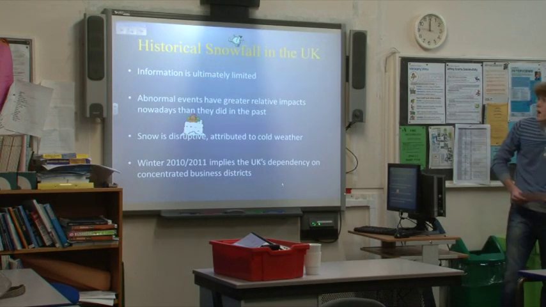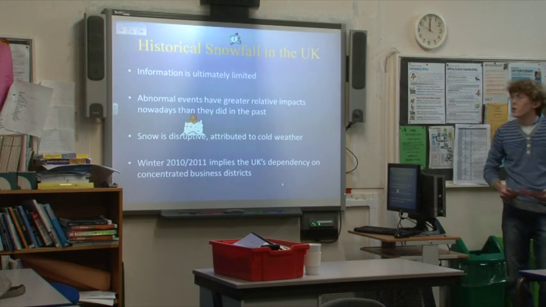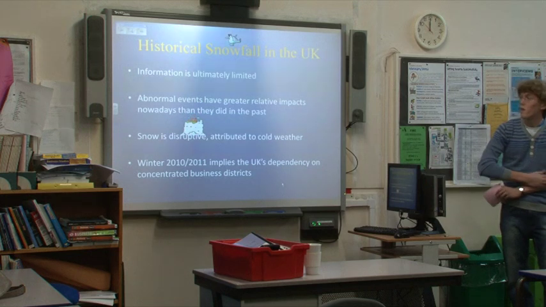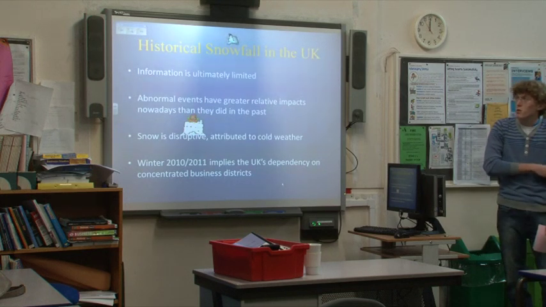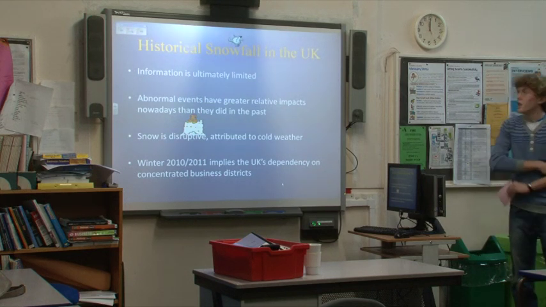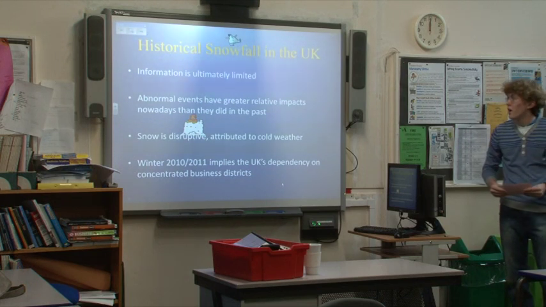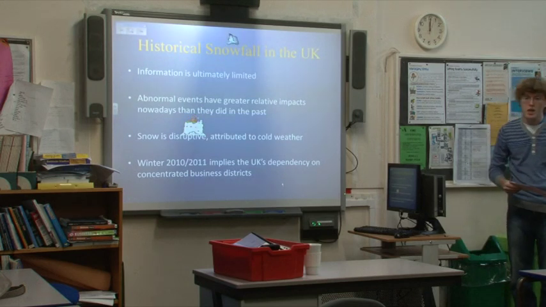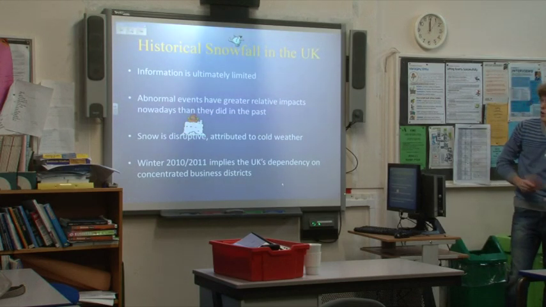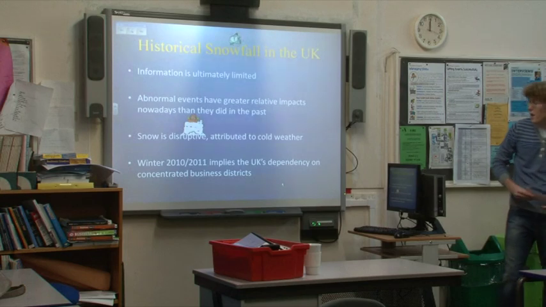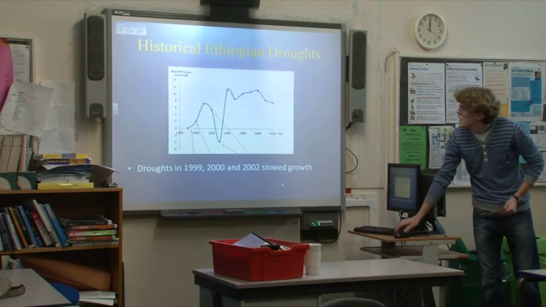Historical snowfall in the UK. Information is ultimately limited because of the distinction that needs to be made between rainfall and snowfall. Generally, most data was revolving around precipitation. Abnormal events have had greater relative impacts nowadays than they did in the past due to the concentration of the economy. Snow is attributed to cold weather, and this is implied by the effects on the economy in winter 2010 and 2011.